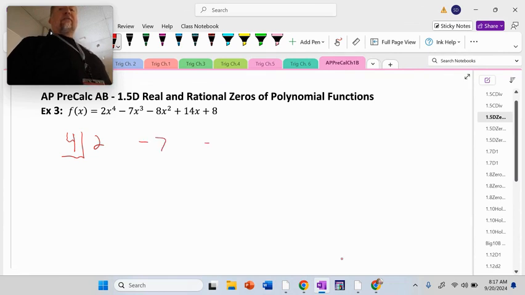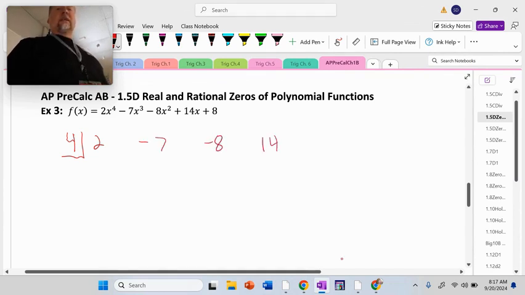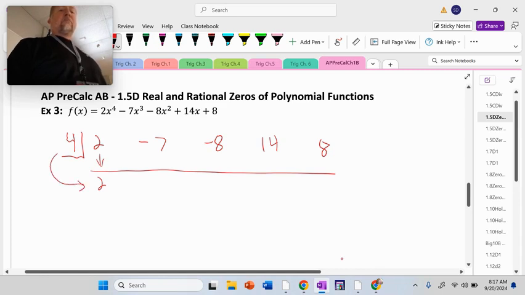2, -7, -8, 14, 8. And then bring down the 2. Again, for review of synthetic division: multiply, shove that number here, add. Same thing. I'm not drawing arrows anymore. 4 times 2 is 8, 8 plus -7 is 1. 4 times 1 is 4. 4 plus -8 is -4. Then take 4 again, times -4, -16, -2, and then rejoice. 4 times -2 is -8.